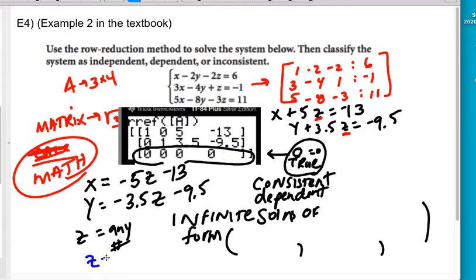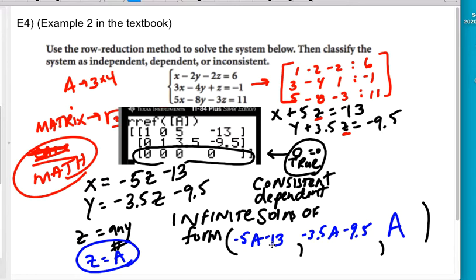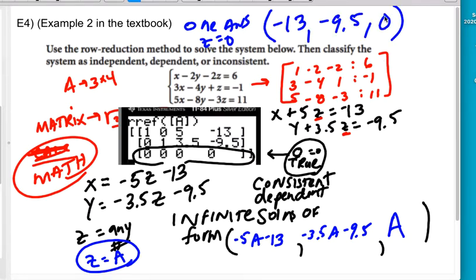So I'm going to do what I've done every other time and call z the letter a. So this would be a, and then y would be negative 3.5a minus 9.5, right? And x would be negative 5a minus 13. So to pick the laziest possible version of this answer, if I picked 0 for z, I'd get negative 13, negative 9.5, and 0. And that's one possible answer.